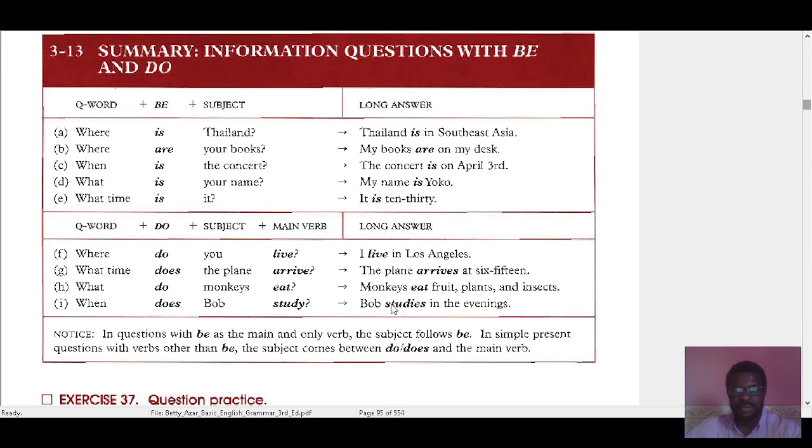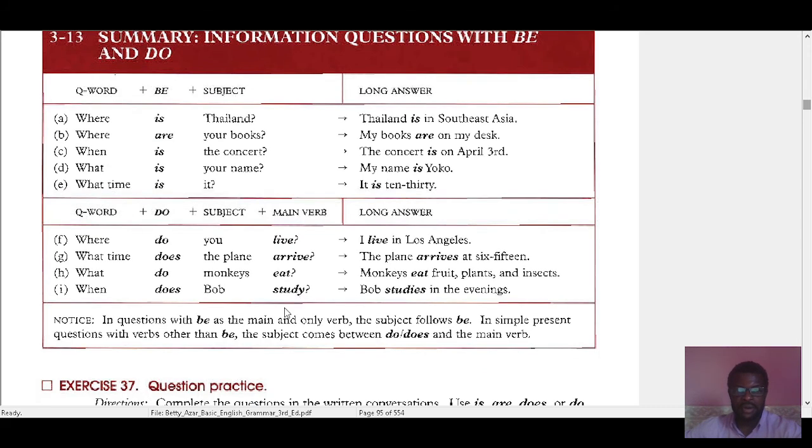See, Bob, because it's he, we have to make the verb agree. Our verb, which is study, becomes studies. Because the verb ends in a Y and D is a consonant, the letter that comes before the Y, we have to change the Y to I and then add ES. That is why we've got studies, S-T-U-D-I-E-S, in the evening.